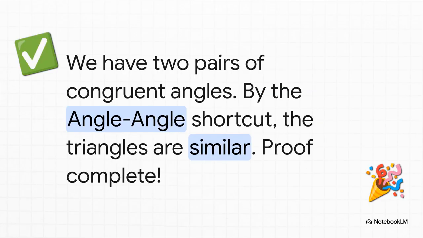And boom, just like that, you see the incredible power of our shortcut. We found one pair of matching angles in step 1, and we found a second pair in step 2. That is all we need. So now we can say with total confidence, triangle ABC is similar to triangle EDC. The reason? Just 2 letters, AA. Proof complete. So much easier than measuring all 6 parts, right?